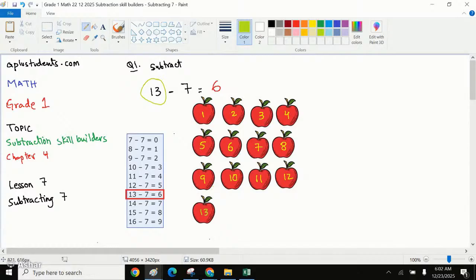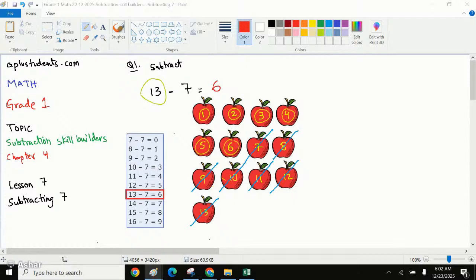Okay. So what we had to do was 13 minus 7. That means we remove 7 apples from it. So let's start removing. If we remove 1, 2, 3, 4, 5, 6, and 7. So how many apples are we left with? We are left with 1, 2, 3, 4, 5, and 6. And our answer was 6 over here. Agreed?